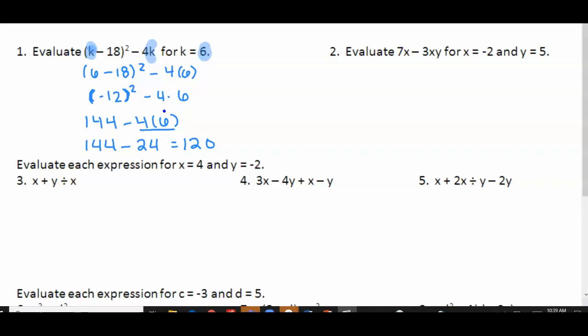In number 2, everywhere you have an x, you're going to replace it with a negative 2. Everywhere you have a y, you're going to replace it with a 5.